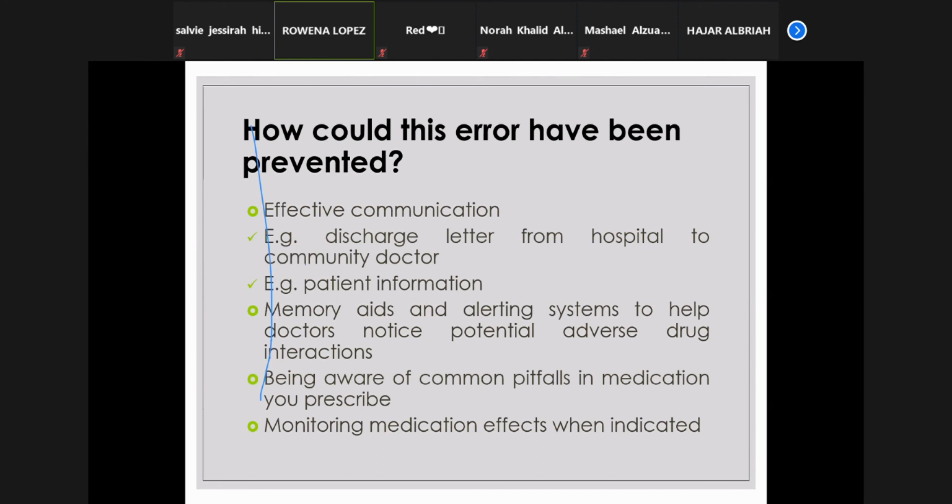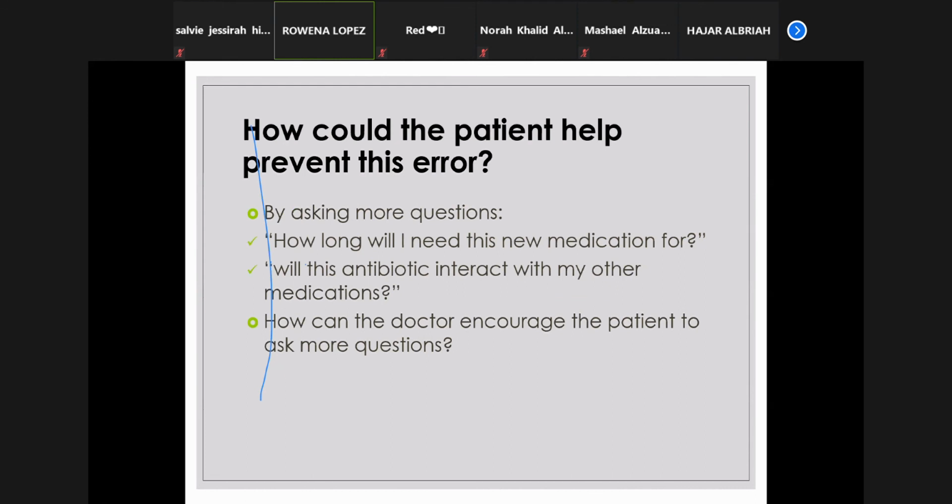There are lists of the medications that are available in that certain pharmacy. So how could the patient help prevent this error? The patient should also ask the doctor, "Doctor, how long will I need this medication for?"